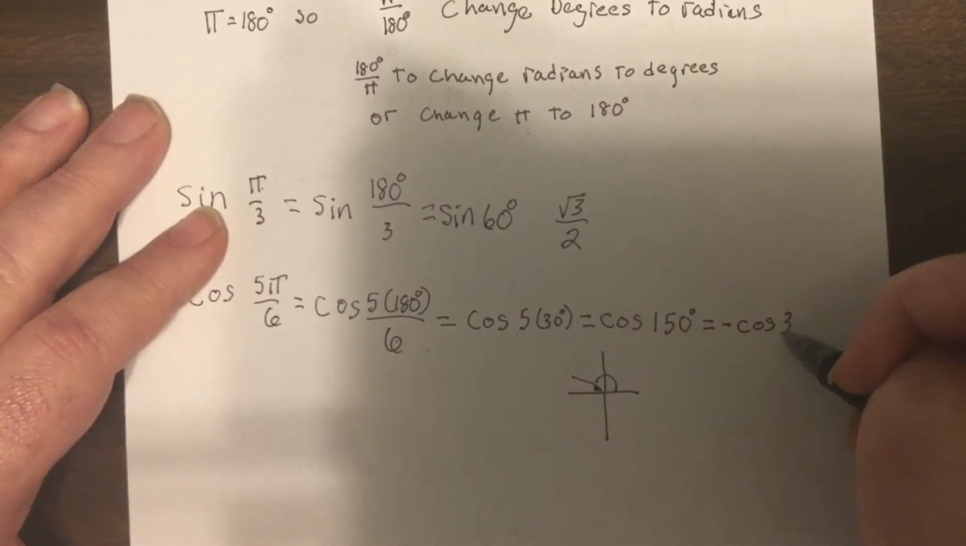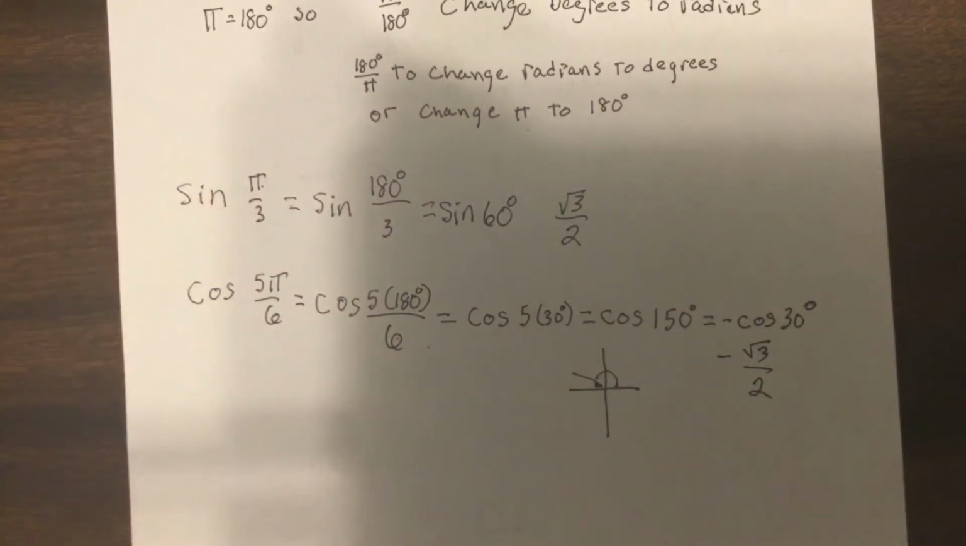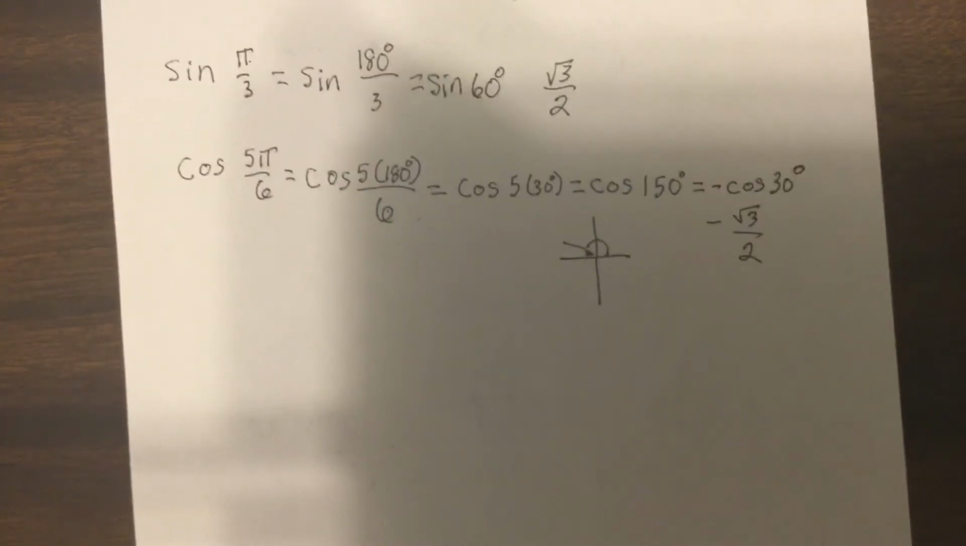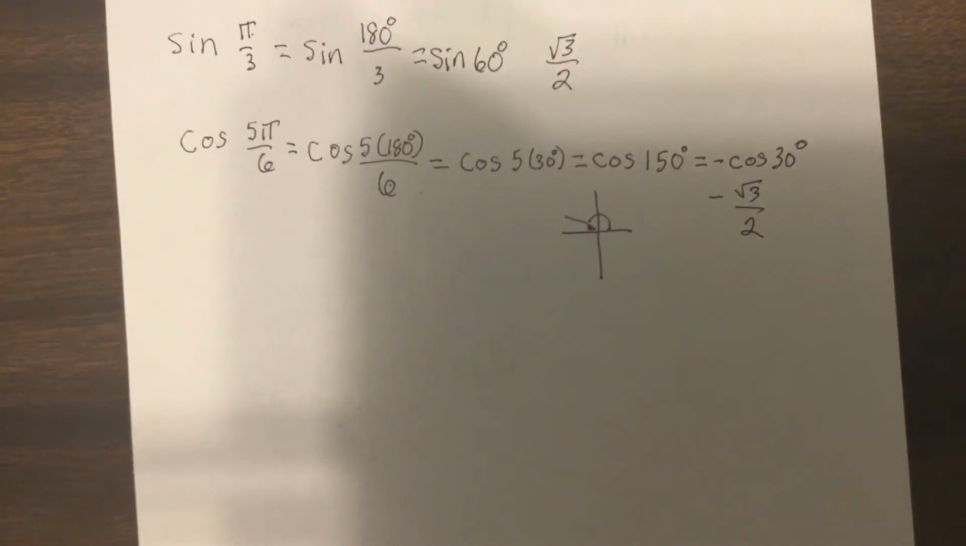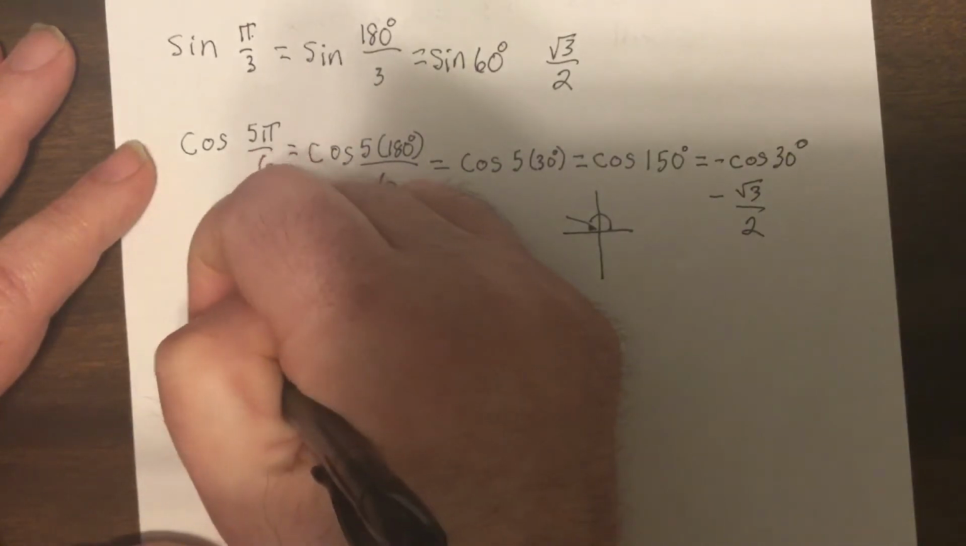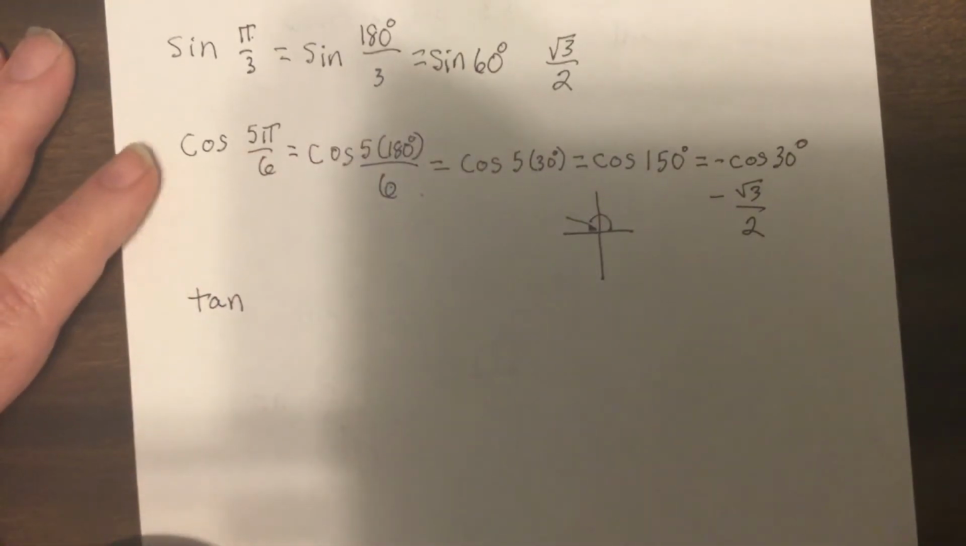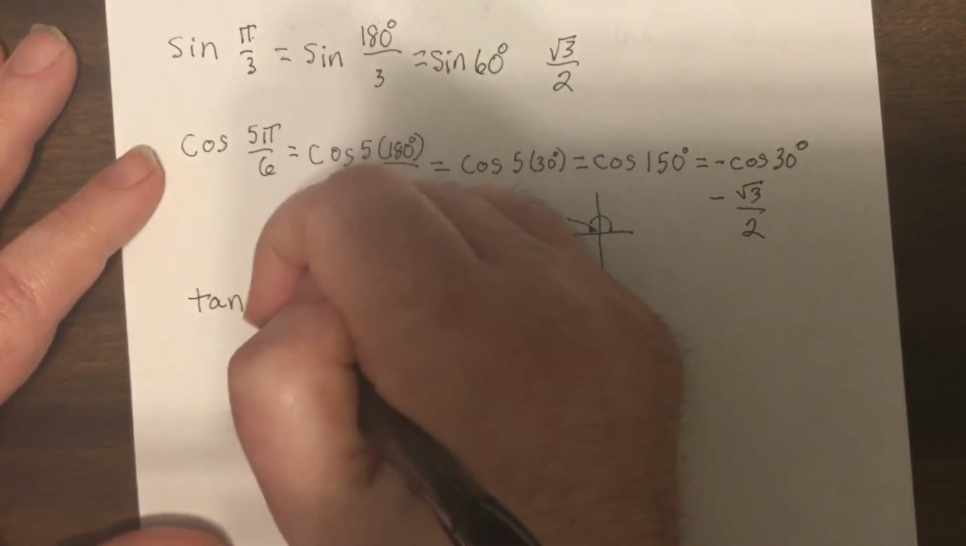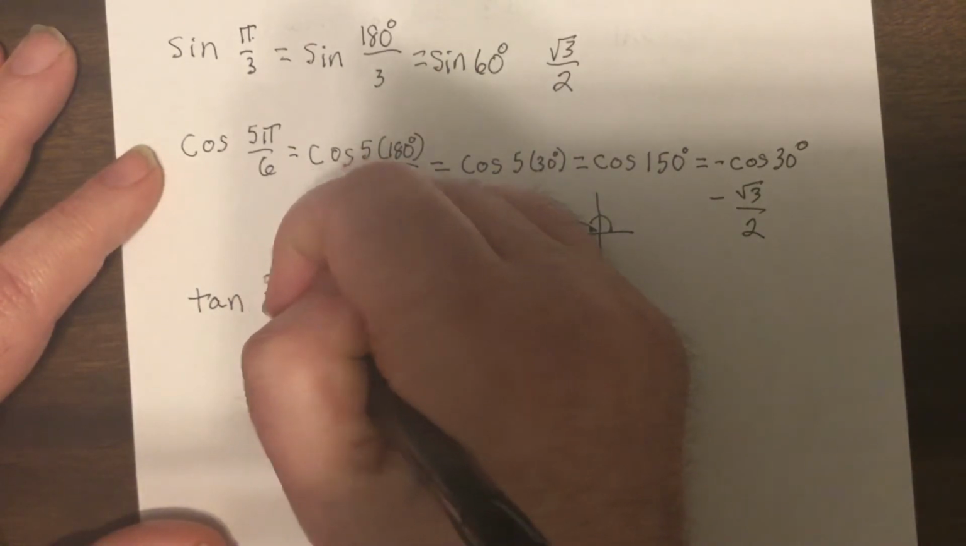So negative cosine 30 would be negative square root of 3 over 2. So I hope you did memorize the 30, 45, 60. But, so if I said, hey, what's the tangent of 3 pi over 2?